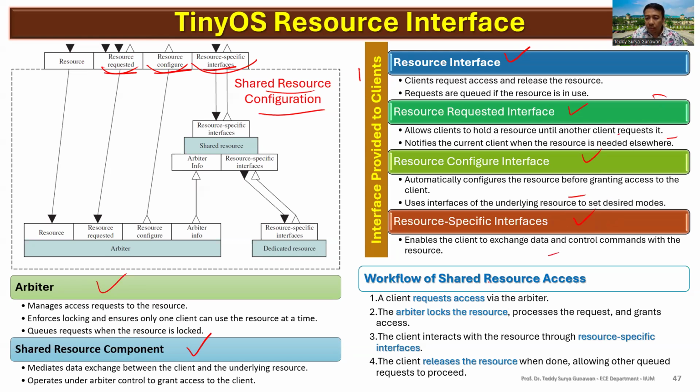The workflow for shared resource access is as follows. The client requests access via the arbiter, and the arbiter locks the resource, processes the request, and grants access. Then the client interacts with the resource through the resource-specific interface. The client releases the resource when done, allowing other queued requests to proceed. So this is an example of using TinyOS.